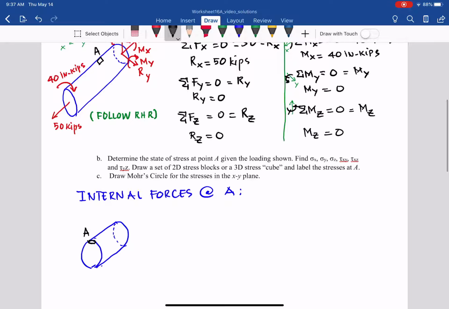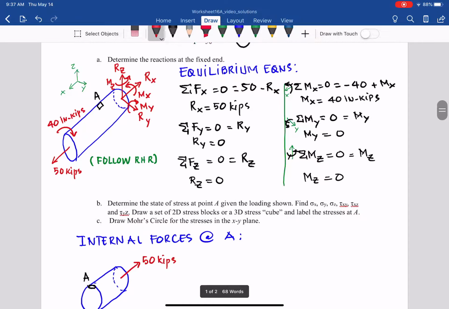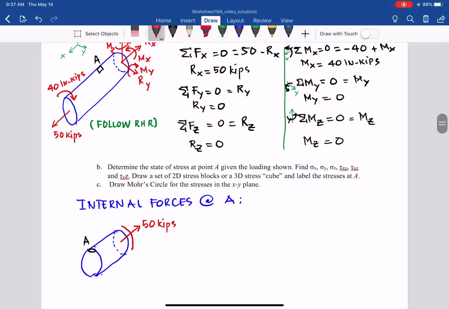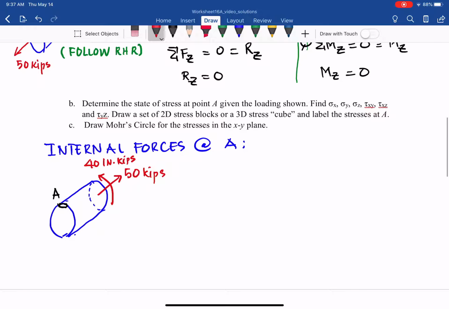At the reaction at the fixed end, we have Rx equal to 50 kips, and the couple, the torsion, 40 inch-kips. So in the internal reaction at A, as you can see, there are basically 6 unknowns in there. Okay, 6 unknowns because that's 3D.